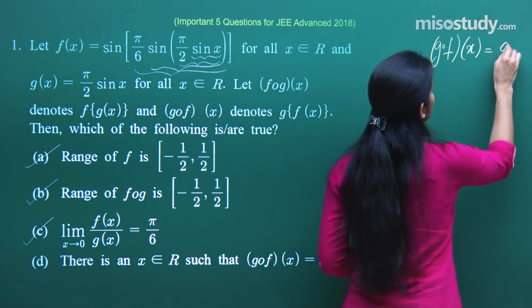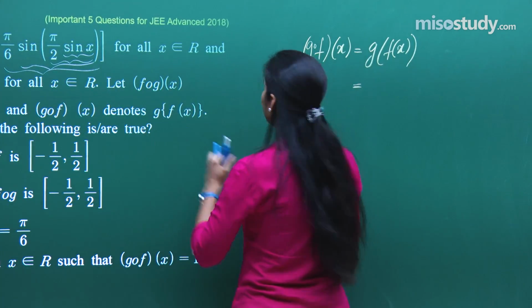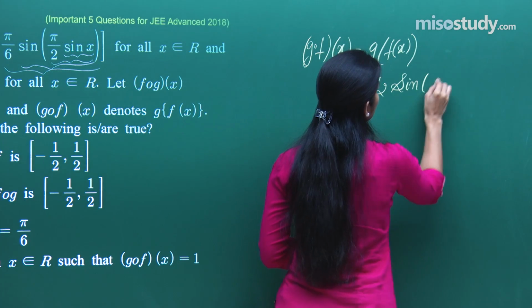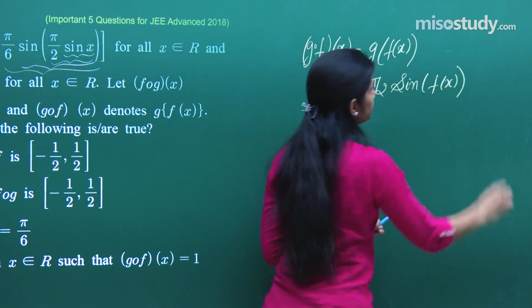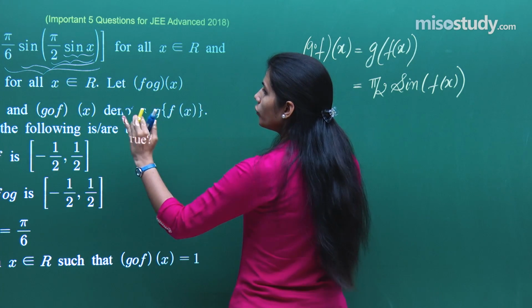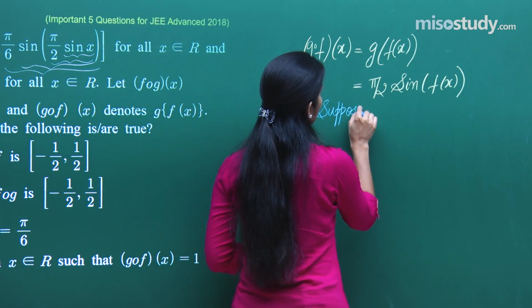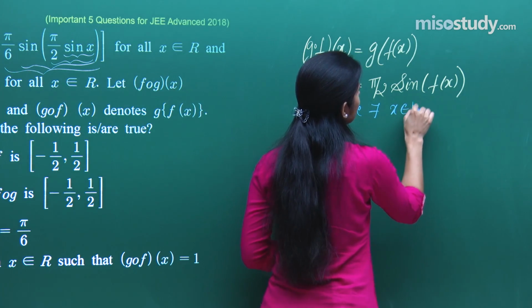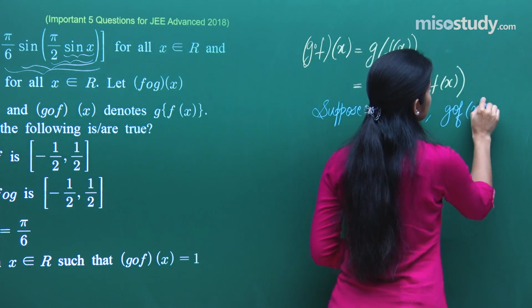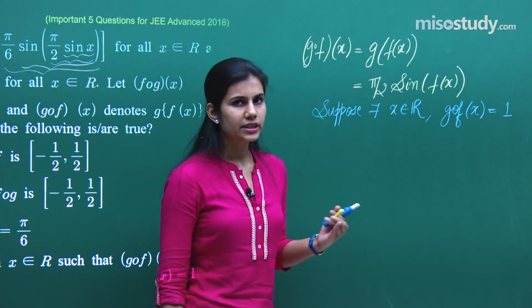So GOF of x, which is g of f of x, is going to be pi by 2 sine of f of x. Right? Now see, over here, suppose there exists some x in the collection of all reals such that GOF of x is 1. Just suppose it's true. Let's see if it is true or not.